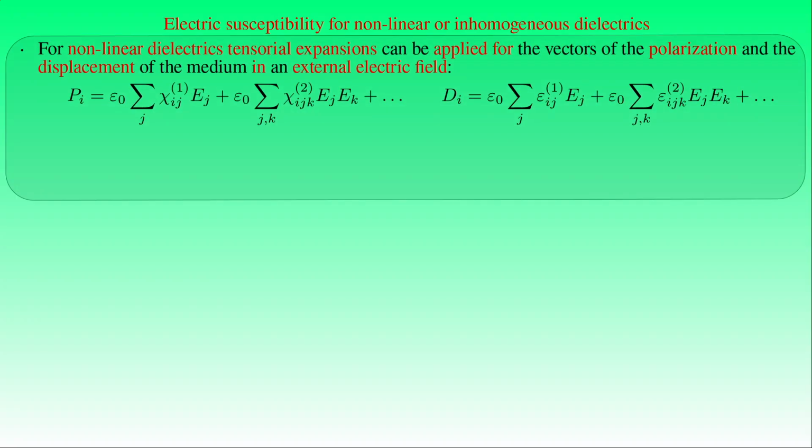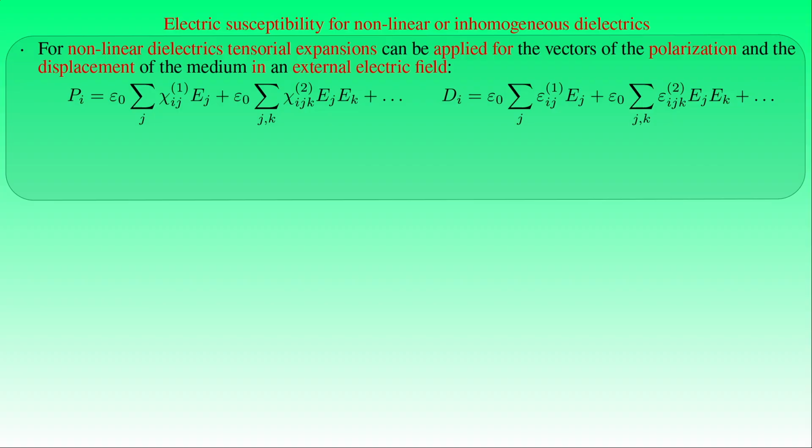We have derived the vector equations describing the relationship between polarization and the external electric field, producing it in both isotropic and anisotropic dielectrics. However, in most cases insulating materials exhibit nonlinear properties, and only a tensorial expansion with respect to the components of the electric field strength can characterize the vectors of the polarization and the displacement due to an external electric field properly.